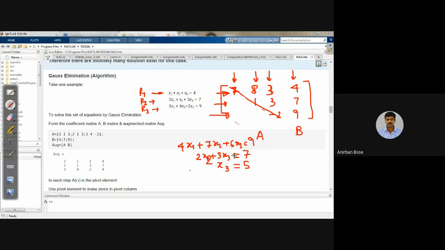The advantage is that you can easily find x1, x2, x3 without much calculation, because x3 is directly 5. Once you know x3, if you put the value of x3, you will get x2. And once you know x2 and x3, you put those values in and you will get x1. So this is the idea: once you can create the upper triangular matrix, simply by back substitution you can easily find x1, x2, x3. That is the reason we want to make it upper triangular. In the Gauss elimination method, we use an algorithm by which we create the upper triangular matrix. So let us see how we can do that.